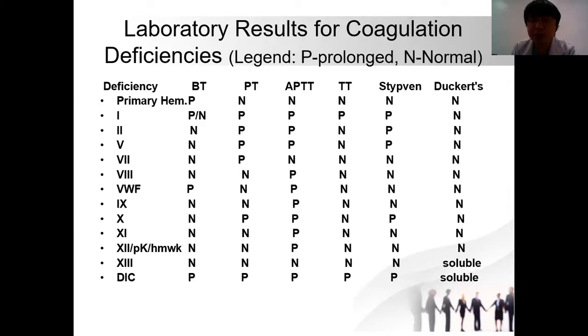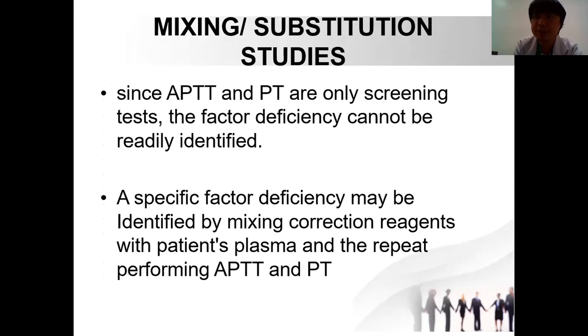Now, some of these deficiencies share the same laboratory coagulation test results. That is why it would be difficult to identify them by just checking the symptoms and the laboratory results. For example, factor 8 and factor 9 deficiency share a common symptom manifestation, genetic inheritance, as well as laboratory results. That is why we need to do mixing studies.